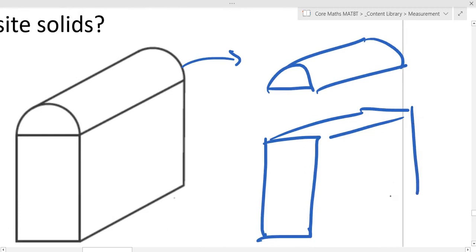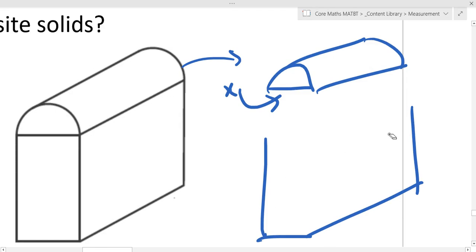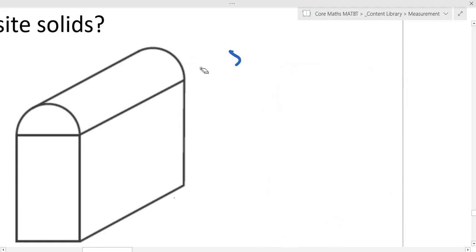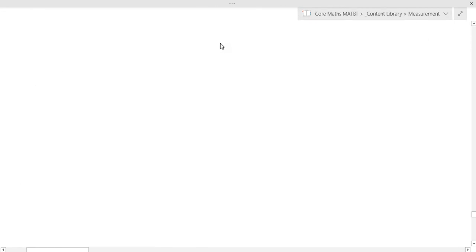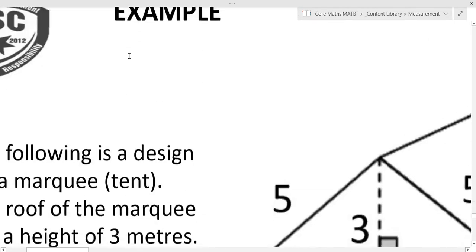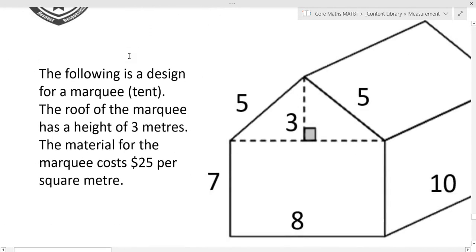So for this shape, I'm not including the base, so that's not included. And I'm not including the top, because they're covered. You don't include anything that's not exposed. Only the exposed sections. Okay, we've done that. All right, so let's do some practice questions. There should be some here. Here is a design of a marquee.